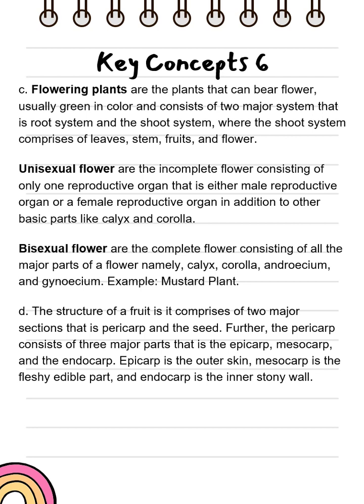Bisexual flowers are the complete flowers consisting of all the major parts of a flower, namely calyx, corolla, androecium, and gynoecium. Example: mustard plant. The structure of a fruit: it comprises two major sections, that is pericarp and the seed. Further, the pericarp consists of three major parts, that is the epicarp, mesocarp, and the endocarp. Epicarp is the outer skin, mesocarp is the fleshy edible part, and endocarp is the inner stony wall.